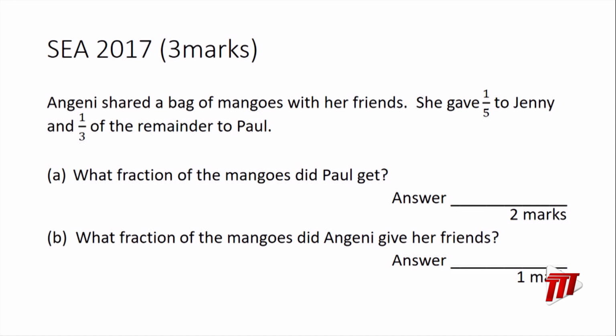S.E.A. 2017 for 3 marks. 3 marks with 2 parts. Anjani shared a bag of mangoes with her friends. She gave 1/5 to Jenny and 1/3 of the remainder to Paul. So she took 1/5, gave it to Jenny, and whatever remained, she gave 1/3 of that to Paul. What fraction of the mangoes did Paul get?